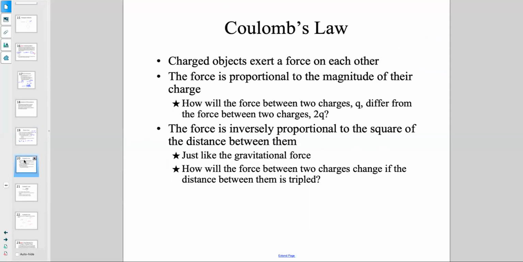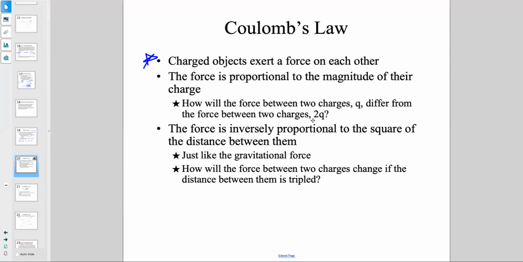So Coulomb's law. Charged objects exert a force on each other, okay? And these forces are proportional to the magnitude of their charge. So the more charge, the more force. And so how will the force between two charges Q differ from the force between two charges 2Q? Okay, so in other words, you have double the charge here, so you will have more force when you double the amount of charge.